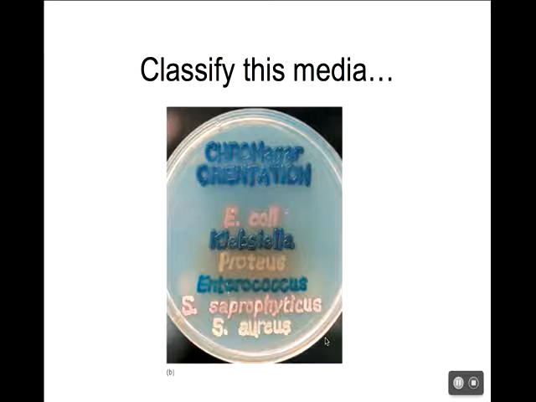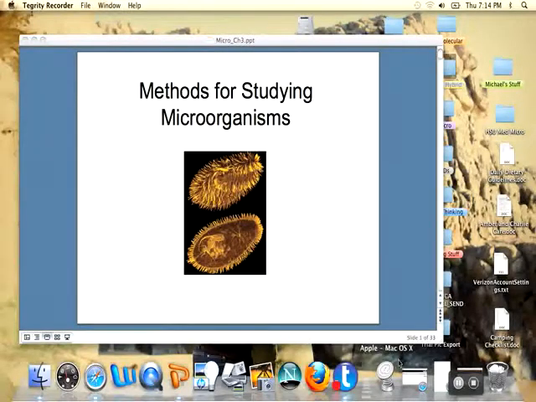So what happens is you have a patient that comes in with a urinary tract infection. You take a urine sample from that patient, you put that sample onto chrome agar, and you can tell based on the color of the colonies what organism is causing the infection in your patient. So E. coli forms that red color, Klebsiella dark blue, Proteus peach, Enterococcus that green color, Staph saprophyticus pink, and Staph aureus cream. So you can identify very quickly what kind of infection your patient has. So this is definitely an example of differential media, allowing you to differentiate between organisms.